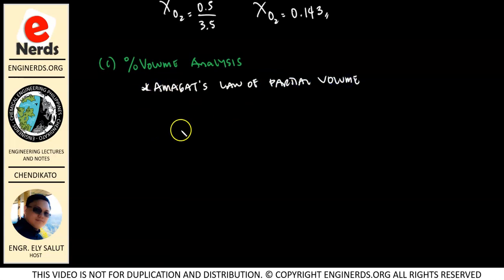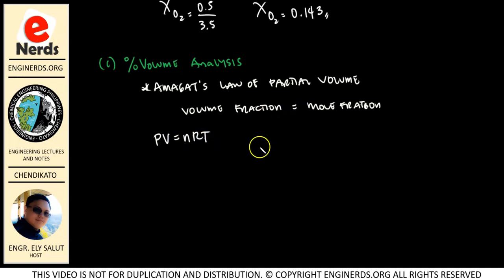Okay, so ano ba yung sinasabi dito sa Amagat's law o partial volume? So, natutunan natin that in our ideal gases, the volume fraction is equal to the mole fraction. So, kung na-miss ninyo yan, I suggest you watch again our previous video about Amagat's law o partial volume. How do we get that? So, sabi natin, di ba, based from the ideal gas equation, PV is equal to nRT. So, let's say meron tayong dalawang gas, which is gas A and gas B na nagmix.